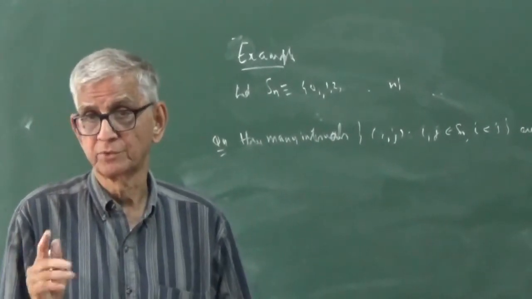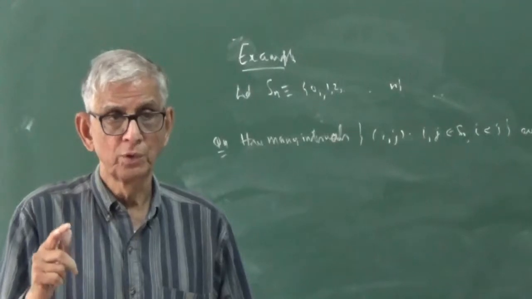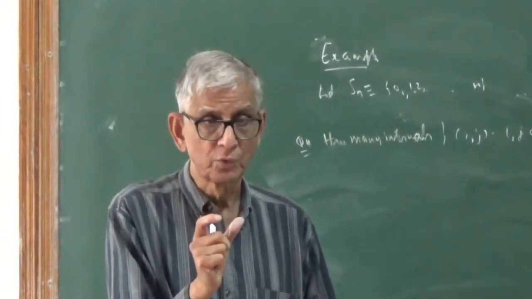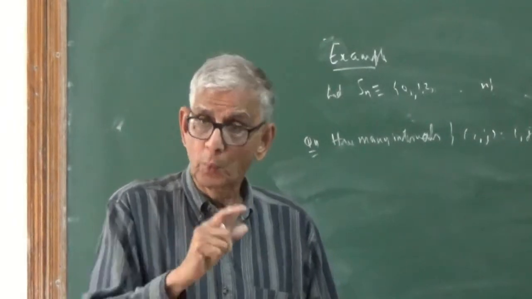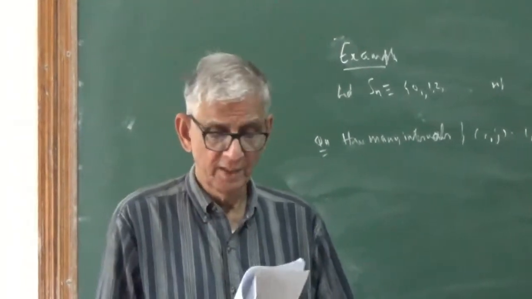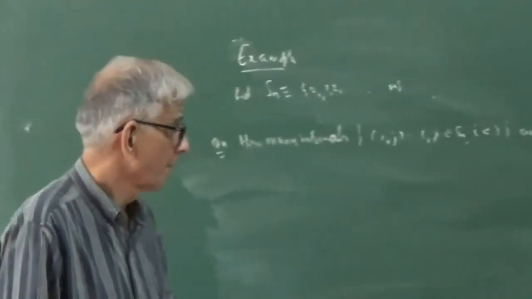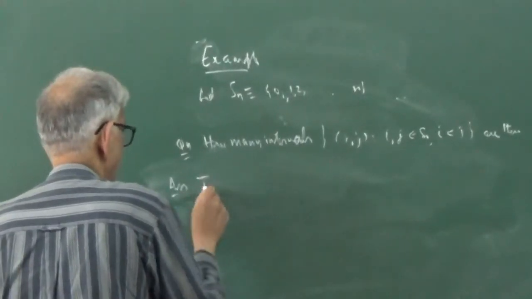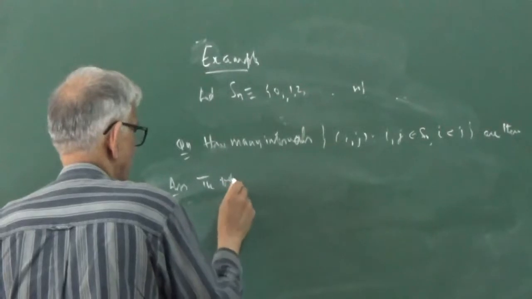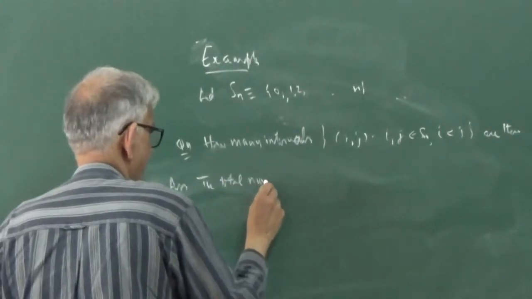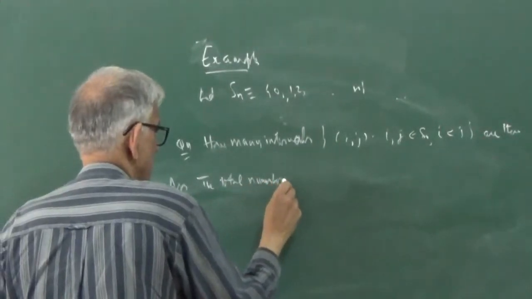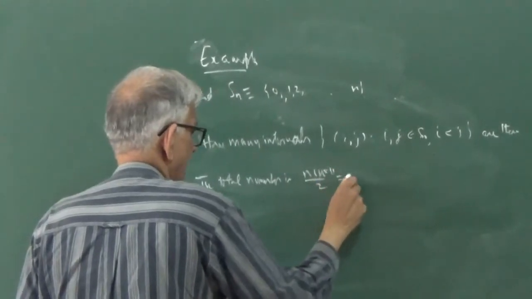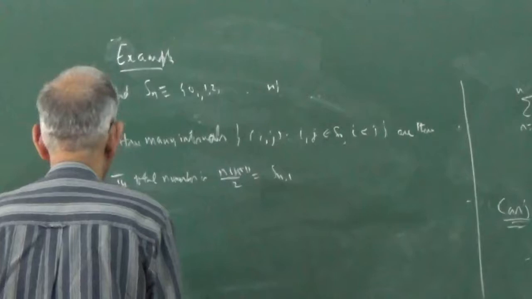Well, if you consider the intervals of length 1, there are exactly n of them: 0 to 1, 1 to 2, up to n minus 1 to n. If you consider the intervals of length 2, then it is 0 to 2, 1 to 3, and so on and so forth. So you can show that the total number of intervals is exactly n times n plus 1 by 2, equal to Sn1.